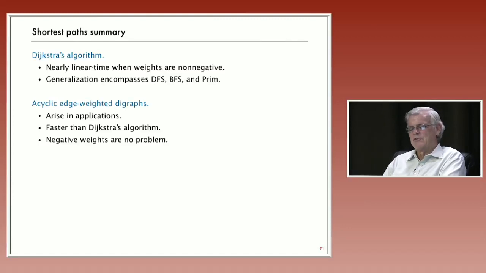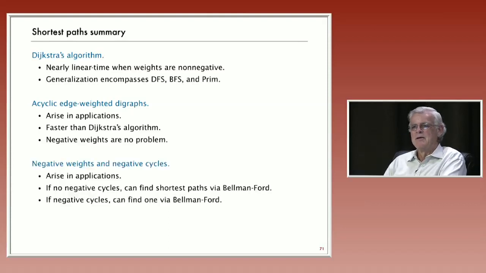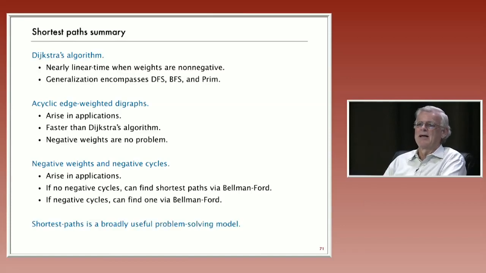If the graphs have no cycles, which is a situation that arises in several important applications, we can do better than Dijkstra's algorithm. It's easier, and negative weights are no problem, which enables us to solve scheduling problems and other examples. If there are negative weights and negative cycles, we can detect negative cycles, and if there aren't any negative cycles, we can find shortest paths. The general problem is intractable, and we'll come back to that.